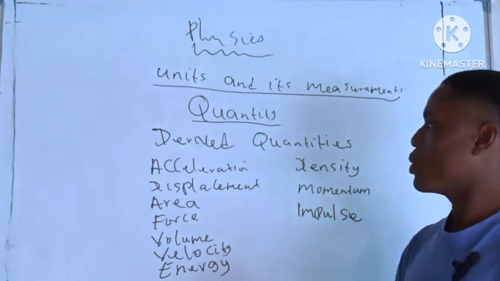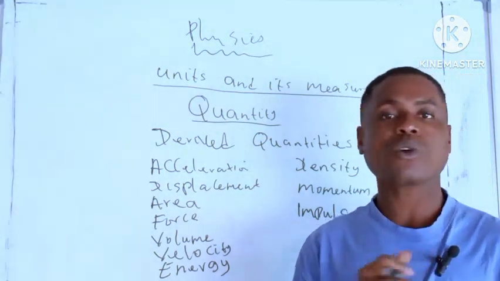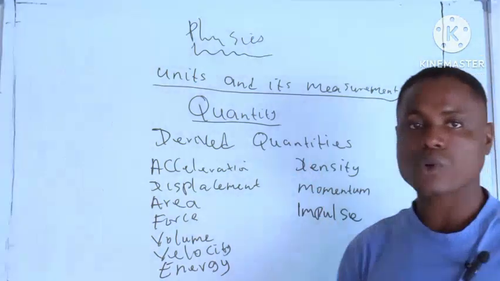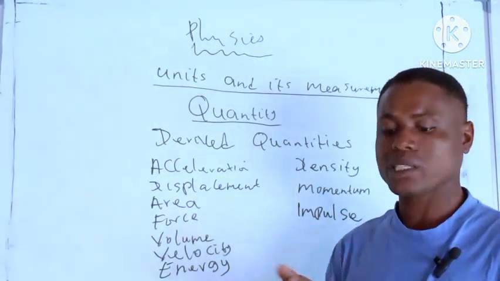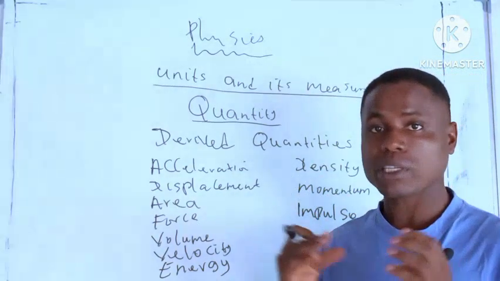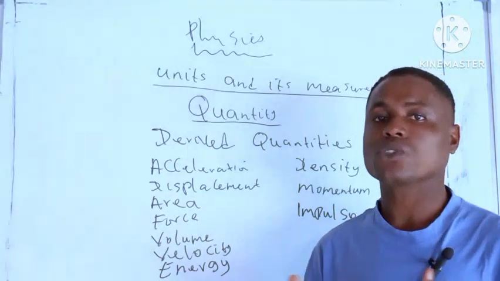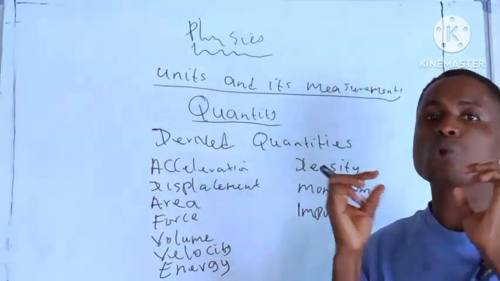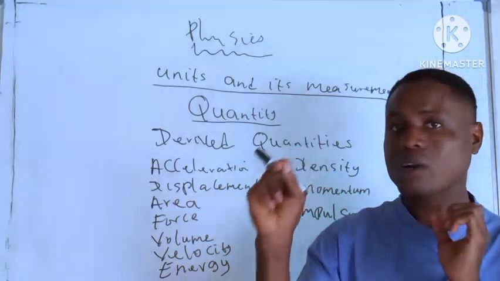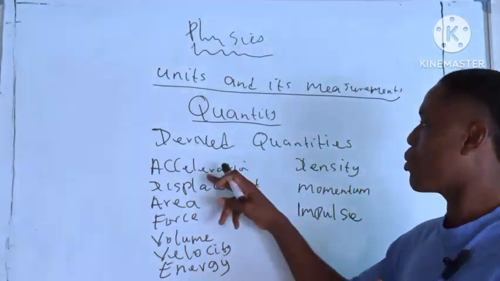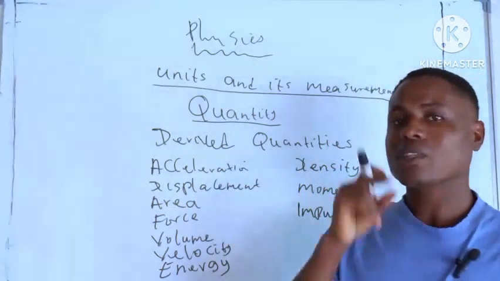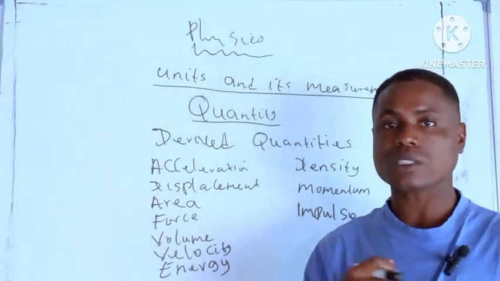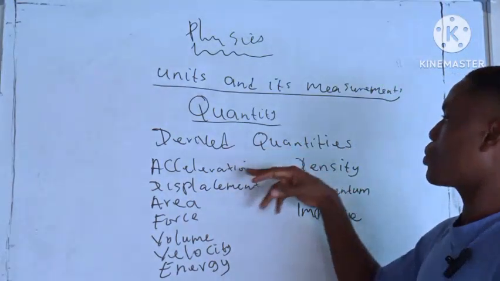So from the combination of one or more of the fundamental quantities, we have a derived quantity. I repeat, the combination, either addition, division, multiplication. So the coming together of two or more of the fundamental quantities, we will get one of the derived quantities. That is to say that the derived quantities depend on the fundamental quantities. So these are examples of derived quantities.